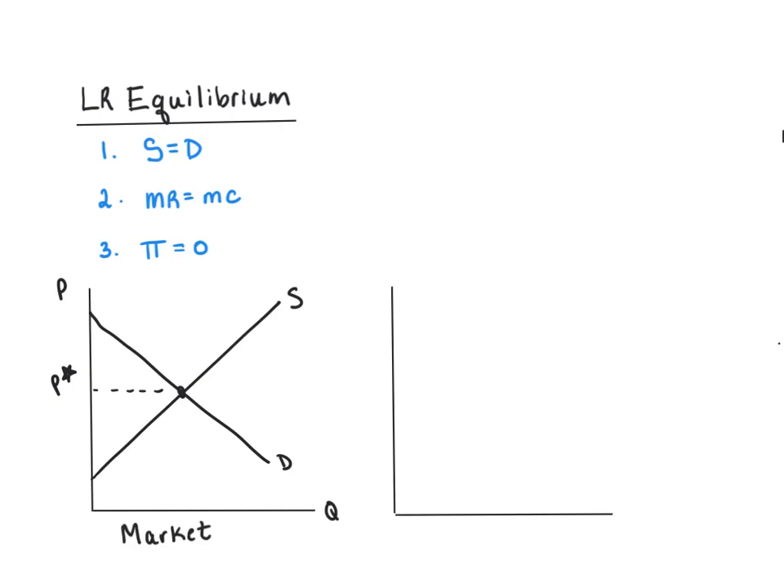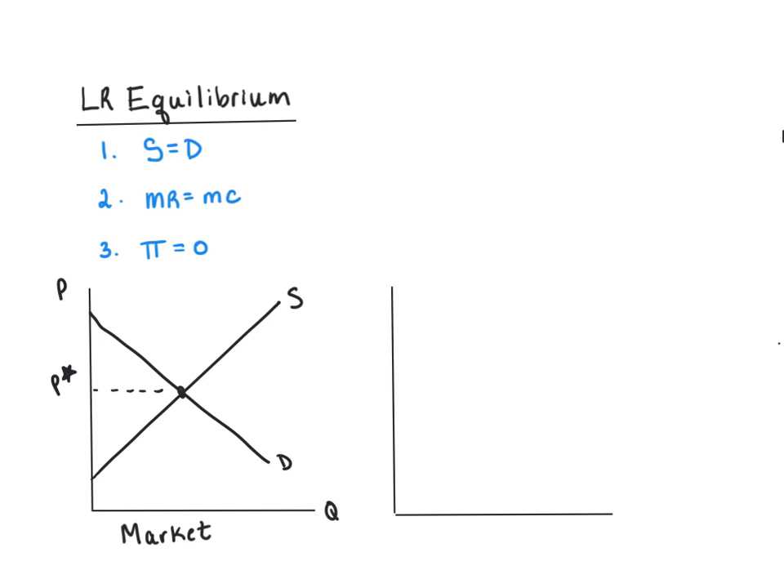The second condition for long-run equilibrium is that each individual firm must be producing the quantity at which marginal revenue equals marginal cost. We need this for long-run equilibrium to ensure that each firm's output choice is stable. In other words, if each firm is producing the profit maximizing quantity, the quantity at which marginal revenue equals marginal cost, then no firm has any incentive to change its output, making output stable.